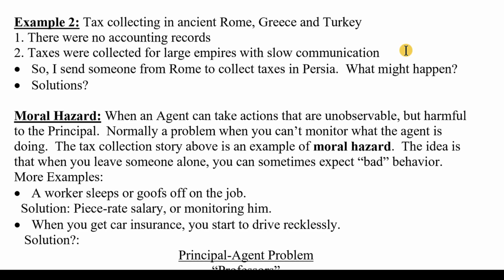So suppose I'm the ruler, and I send someone from Rome out to collect taxes in Persia. What might happen? Well, this tax collector goes out to Persia, and he gets there and he collects taxes, and he says, you know, how is the ruler going to know that I took some of this money and kept it for myself? The answer is he's probably not going to know, right? These people are going to be skimming off the top. Can you think of any solutions to this?